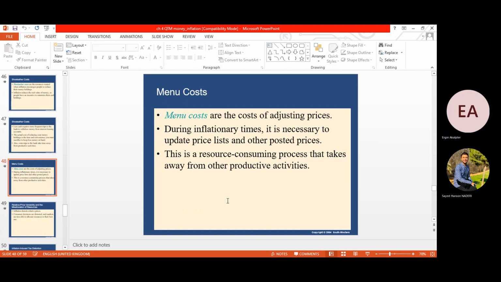Menu costs are the costs of adjusting prices. During inflationary times, it is necessary to update price lists and other posted prices. This is a resource-consuming process that takes away from other productive activities.